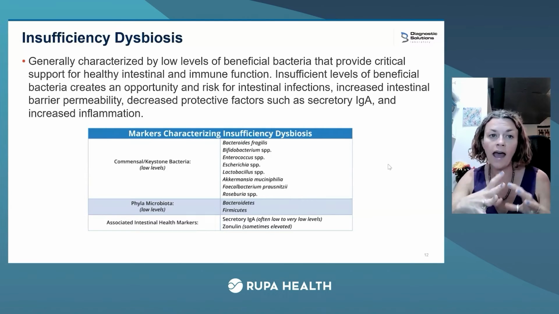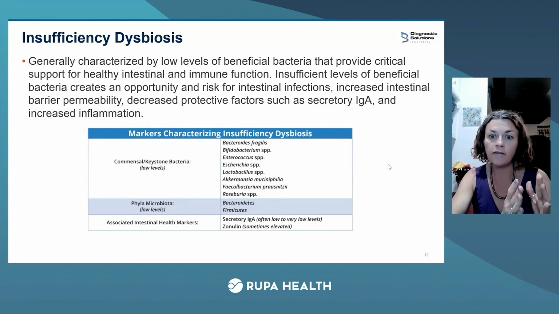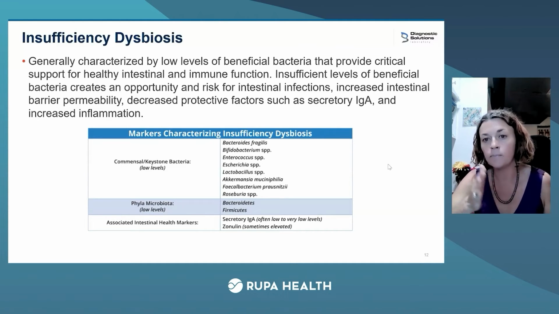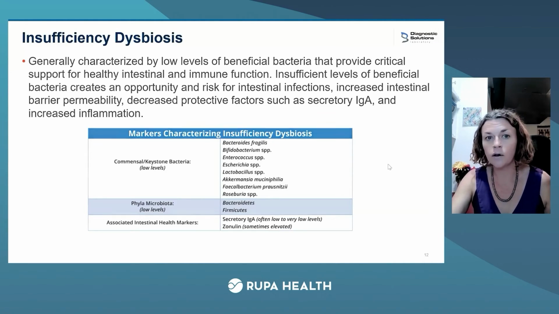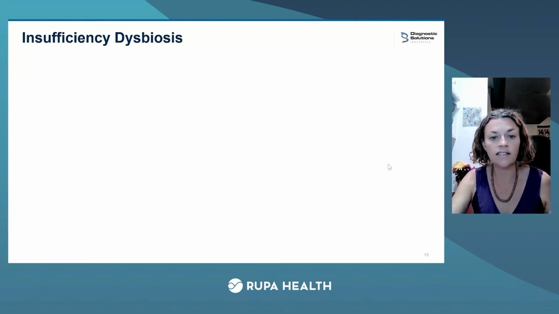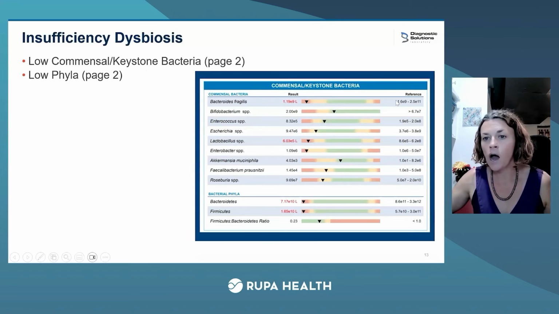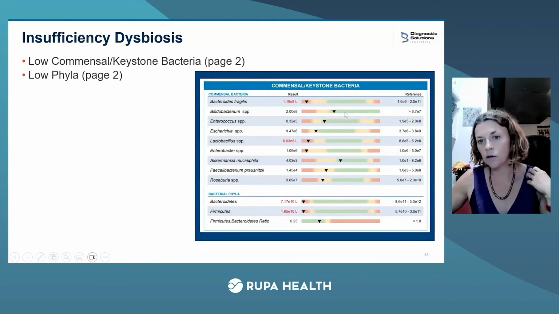So really, you're looking at the commensal section, if everything is trending to the left, really low phyla counts, low butyrate producers. I'm always cross-comparing this to the secretory IgA and potentially the zonulin if we have that available as well. So this is an example of what an insufficiency dysbiosis might look like. This is what I just described. A couple years ago, the GI map got a little bit of a facelift and we added these color bars and tick marks. And I think that makes the readability so much better.